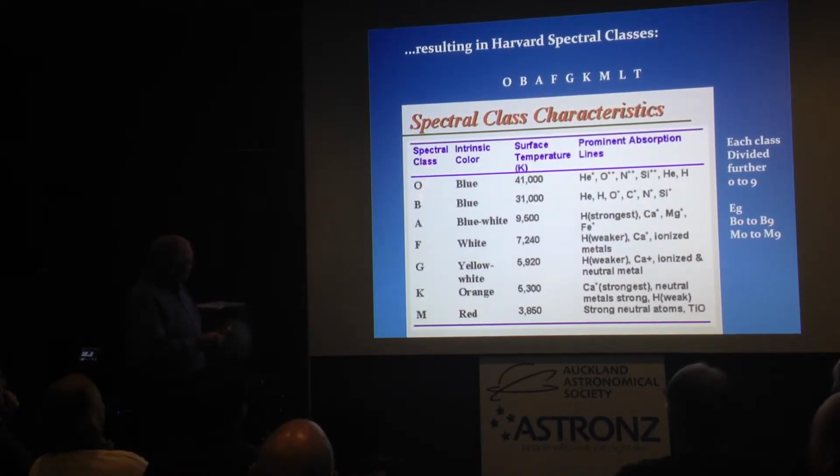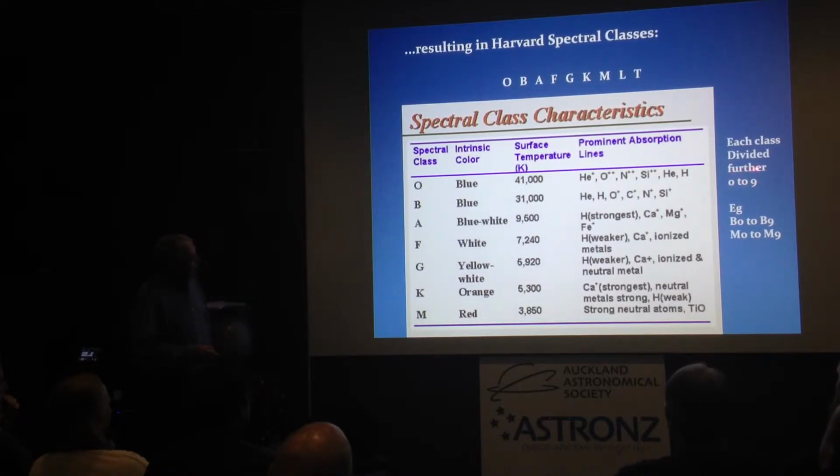This is going down here. Here's your O, B, A, F, G, K, M. And you see they've labelled it here, there's roughly your corresponding surface temperature, and it corresponds to a colour, an intrinsic colour. And that's used a lot in astronomy, which you'll see. And remember we talked about those prominent absorption lines, and that's the absorption lines that you would see in a star. That correlates to the surface temperature, and from there you label it an O, B, A, F, G, K or M star. Each of those classes is then further divided into 10 numbers, 0 to 9.